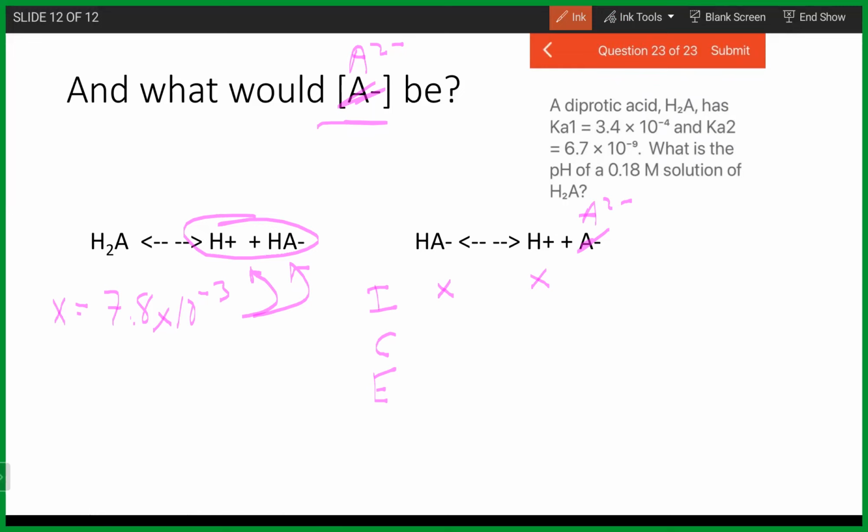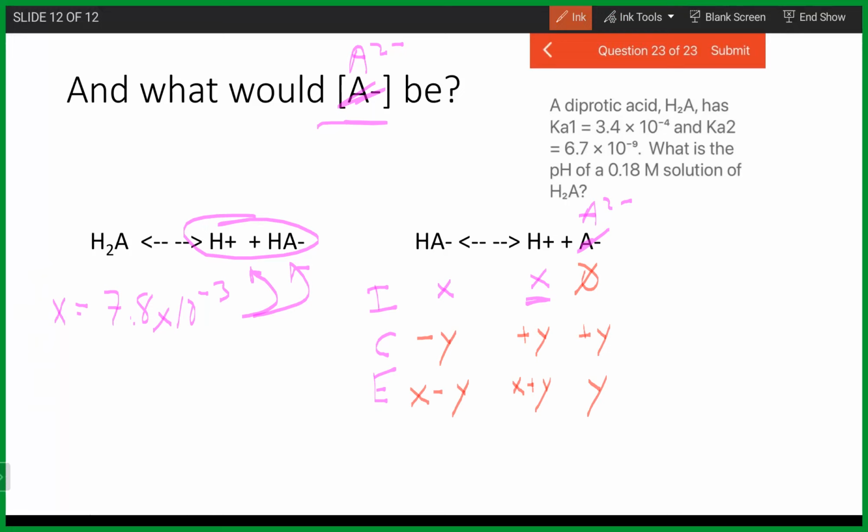So this is going to be another dissociation, but we already have some of the H plus. That's why we have that value already. We don't have any of the negative ion there though. So when we look at going through this, we can kind of have it like that. And again, I'm just using x to represent the 7.8 times 10 to the negative third that we just solved for, just so I don't have to write it a bunch.